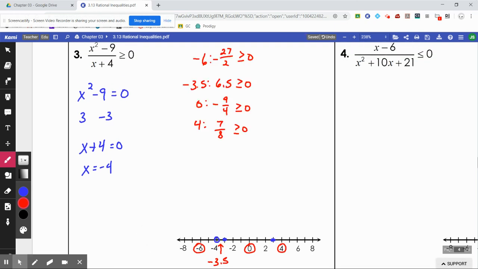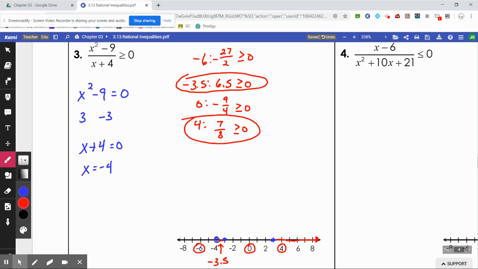And here are the results for my test. The only true statements are 6.5 is greater than 0 and 7/8 is greater than 0. So that's going to be this small region right here, or the region, let's see, the other solution was 7 when I plugged 4 in. So therefore that would be this region.